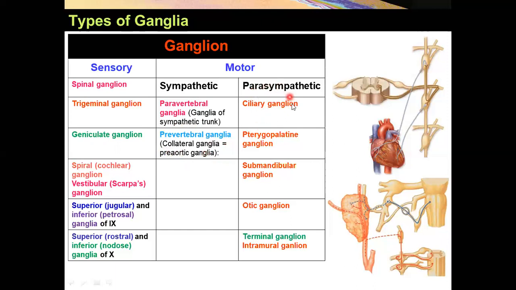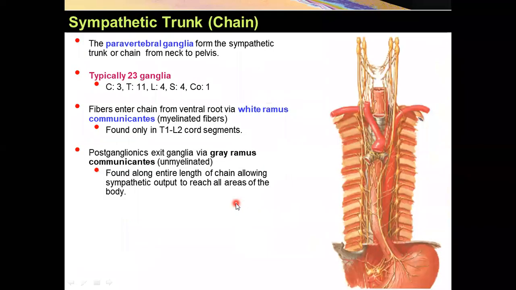We have parasympathetic ganglia as well. While few of the parasympathetic ganglia are named, as you see here, the ciliary ganglion, pterygopalatine ganglion, submandibular ganglion, otic ganglion, these are the named parasympathetic ganglia. But most of the parasympathetic ganglia are not named, they are unnamed, but they are still known as terminal ganglion and the intramural ganglion. We're gonna also talk about this ganglia as well.